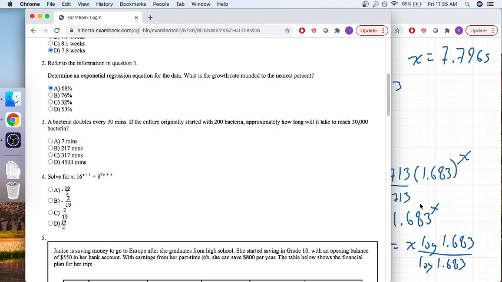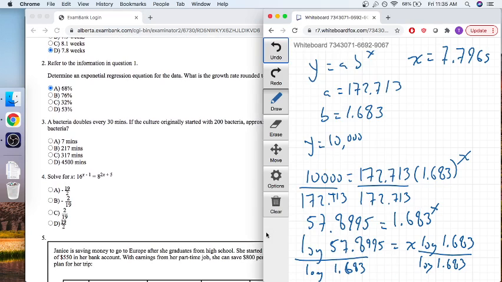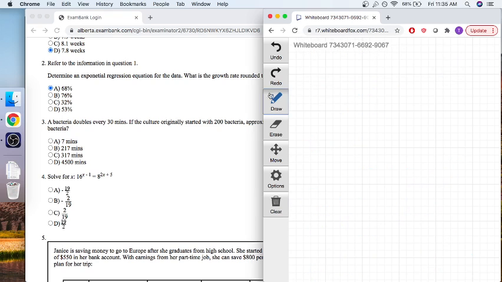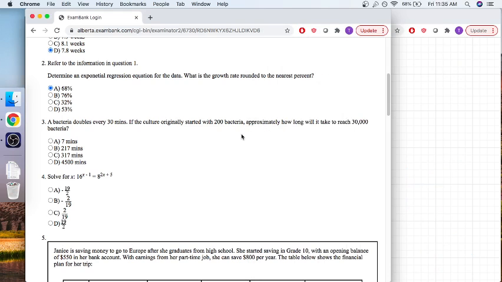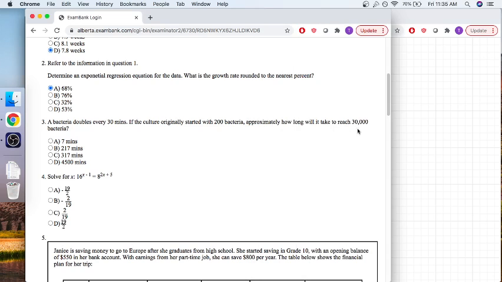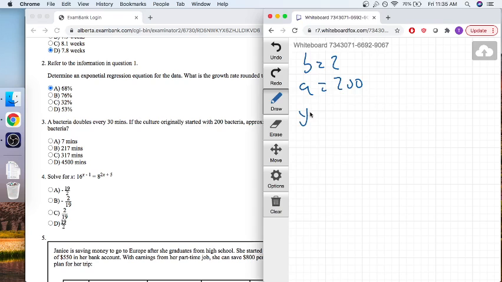Bacteria doubles every 30 minutes. Okay, so let's start writing these down. So our B is going to equal 2. If the culture originally started with 200, A is going to equal 200. Approximately how long will it take to reach 30,000? So Y is going to equal 30,000. Okay, so let's sub this in.